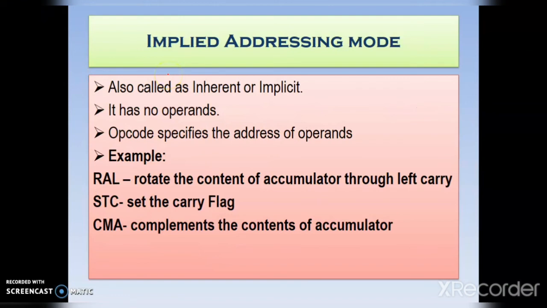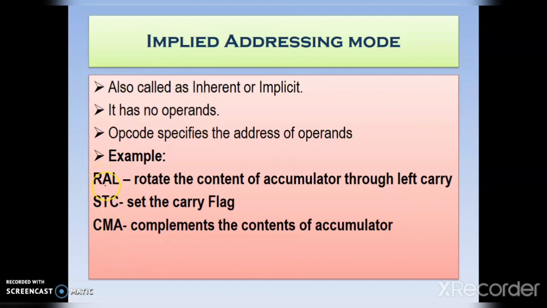And next one is implied addressing mode. This implied addressing mode is otherwise called inherent or implicit addressing mode. It has no operands, it has only an opcode. See this example, RAL. RAL means rotate accumulator left. The second example is STC. STC means set the carry flag. And the third one is CMA. CMA means complement the contents of the accumulator.